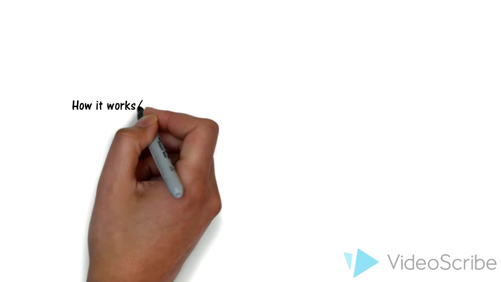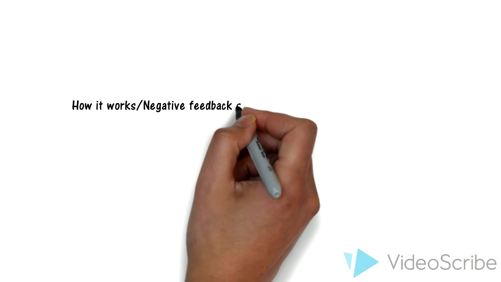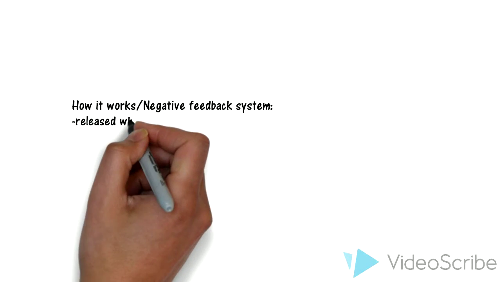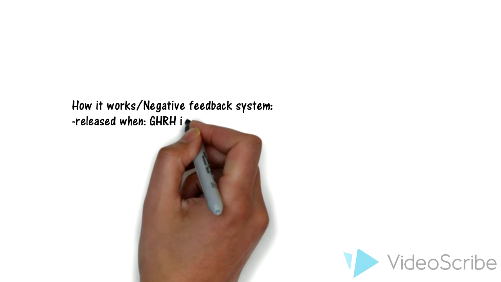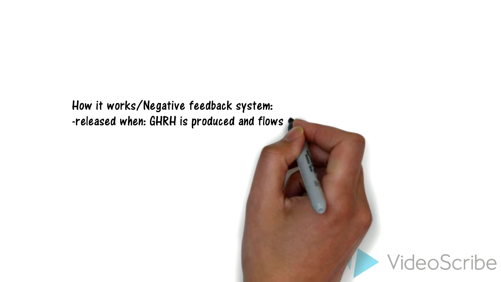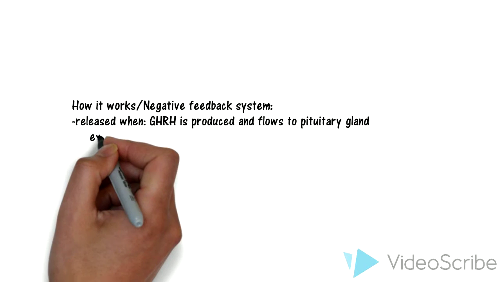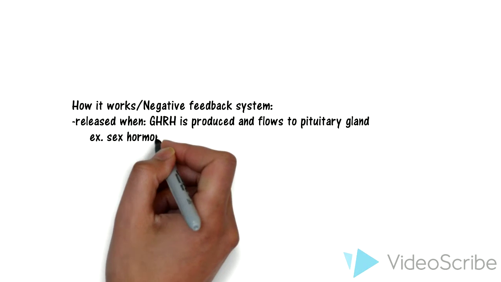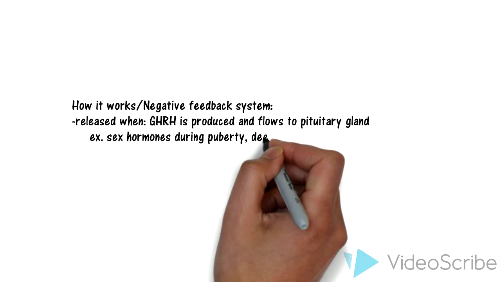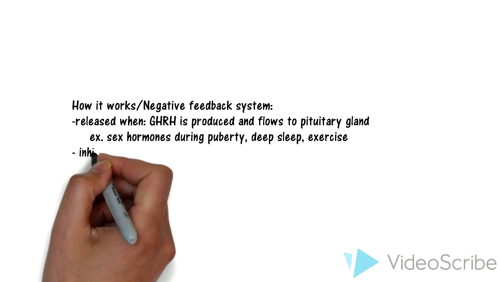So growth hormone is secreted when the growth hormone releasing hormone, GHRH, is released from the hypothalamus. And this travels to the pituitary gland, and it reacts to this hormone by producing growth hormone into the blood. Reasons when excess growth hormone would be produced are during deep sleep, vigorous exercise, or sex hormones during puberty.